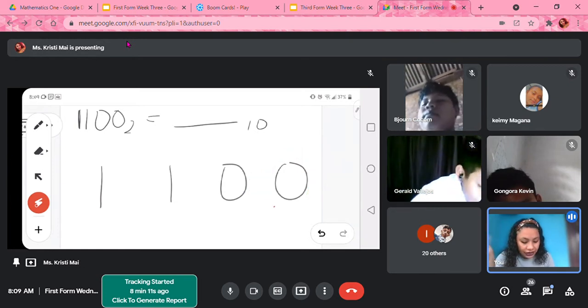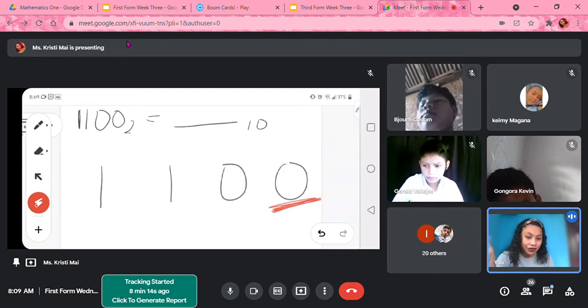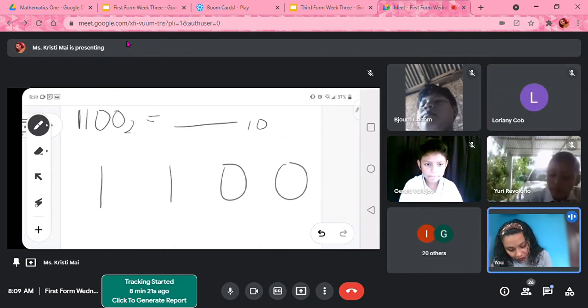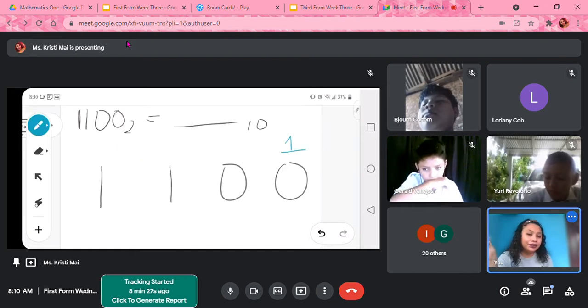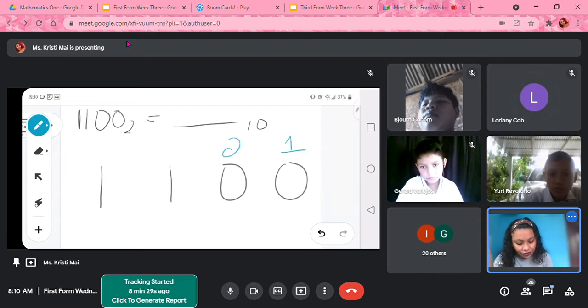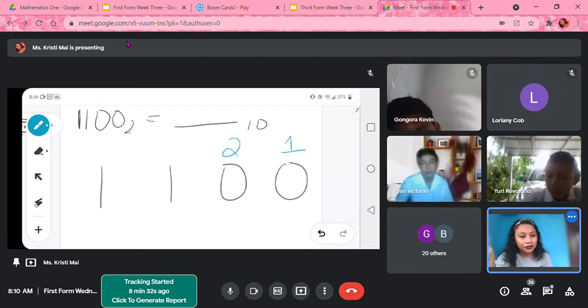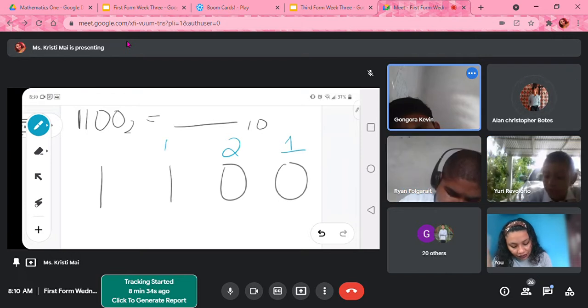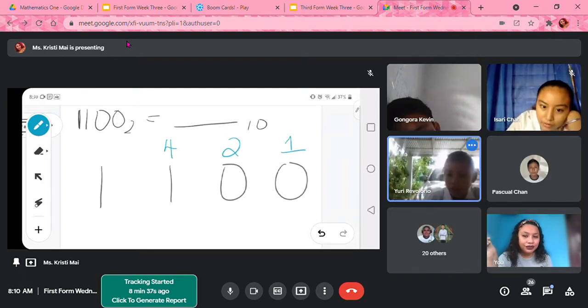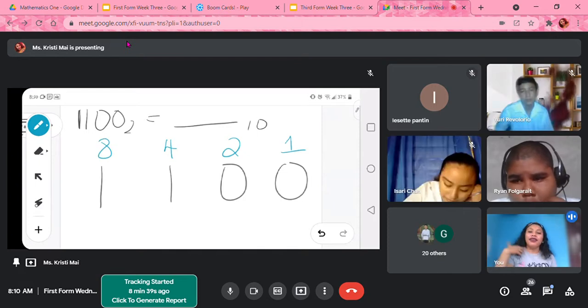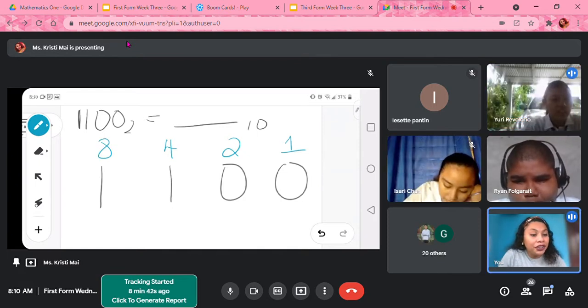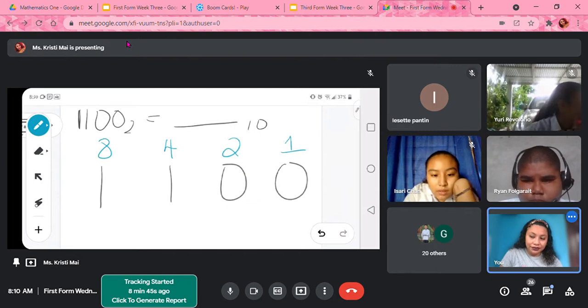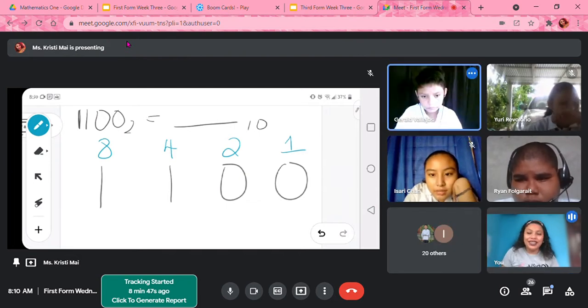So if I am starting here on the right with this 0, what would be my first power that I would give that number? 1, very good. I would give it a power of 1. What follows? 2. Very good. Then? 4. Very good. And then? 8. Very good. Now if I had one more number, what would have been the other power? 16, very good.